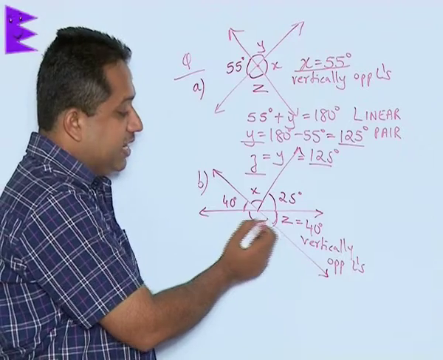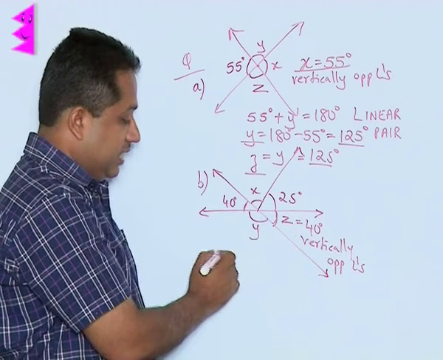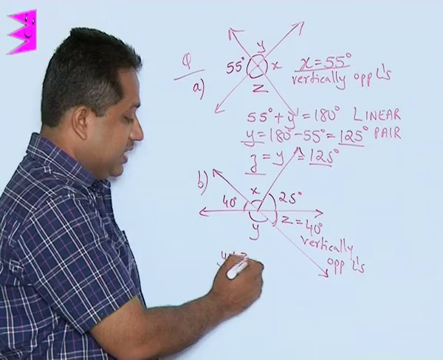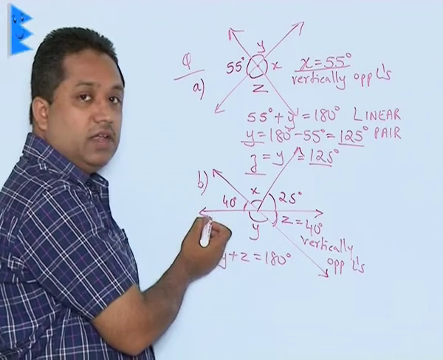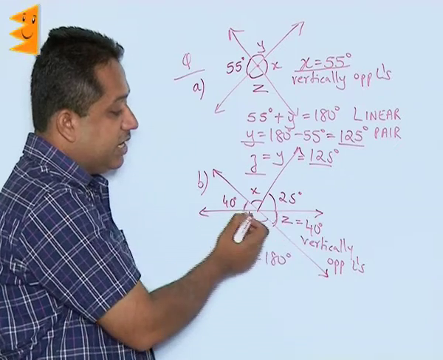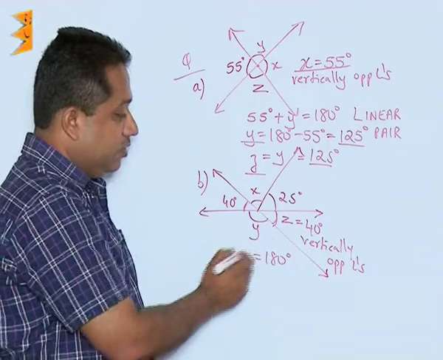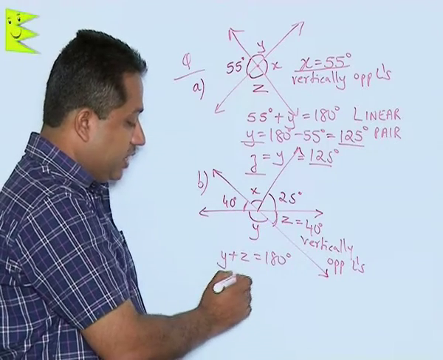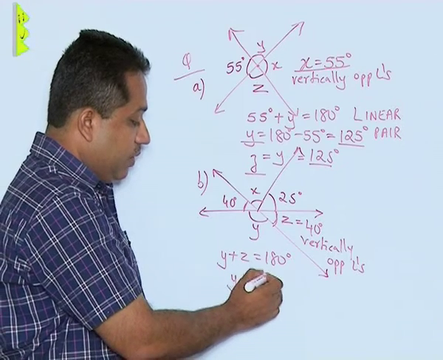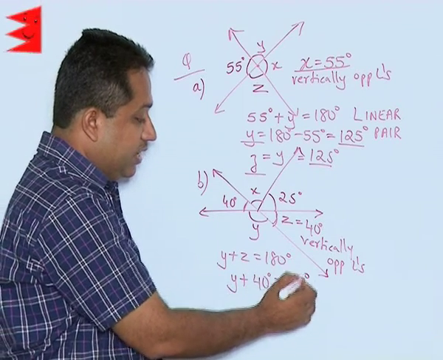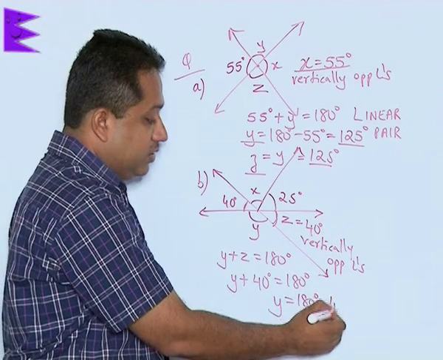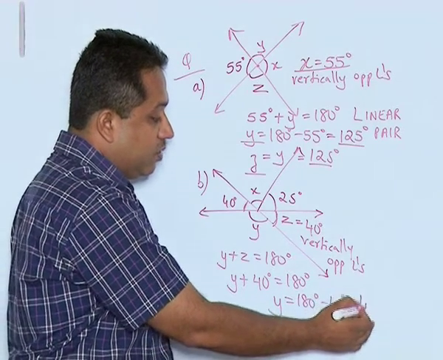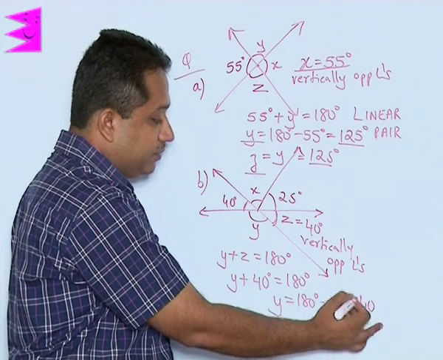Now y and z are forming a linear pair, so we can say that y plus z is 180 degrees. The reason being that this is a straight line, and angles lying on a straight line will give you a total of 180. So z value is 40, we'll substitute here. So we get y plus 40 is equal to 180 degrees. So the value of y will be 180 minus 40. So we get the value of y as 140.